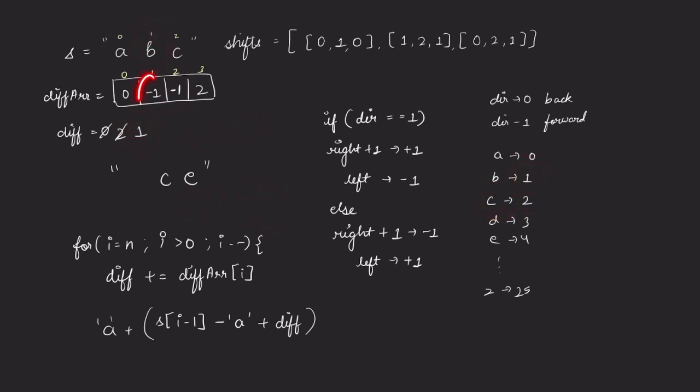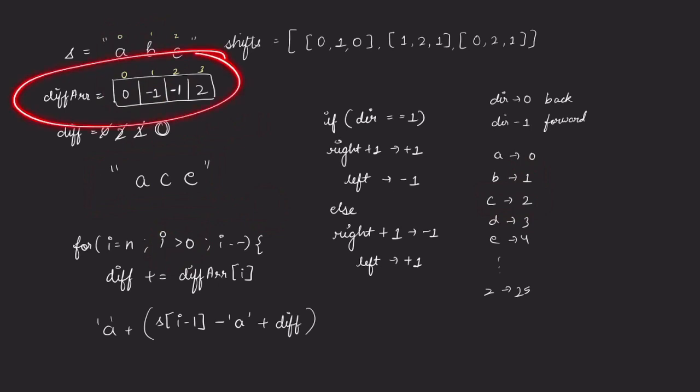Then our I will become 1. Here we have a minus 1. So 1 minus 1 will be 0. The difference will become 0. So this A is going to remain as is, right? And then our I will become 0. But here the loop is for I greater than 0, so we will stop here. And this is our final string, which is our answer, right?